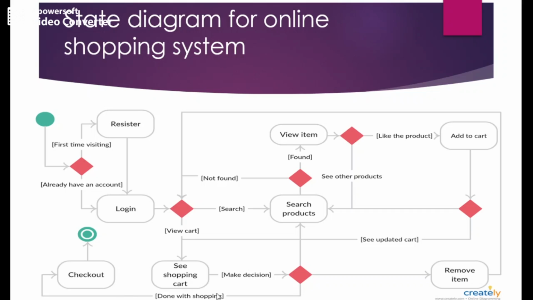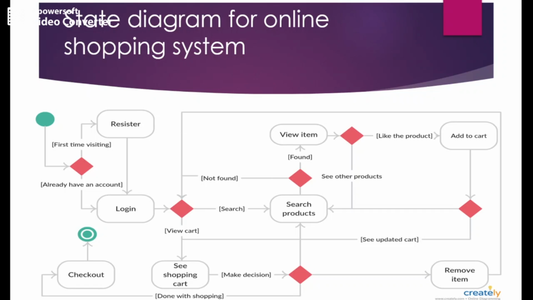So once it is done with shopping, that is payment is successful and your order has been placed, and you get a confirmation message that you have placed an order for such an item and it will be delivered on so and so date, then you can check out from that site. That is your final state. You can check out from that site. So this is actually the process of the online shopping system.